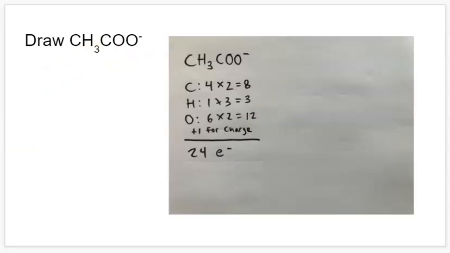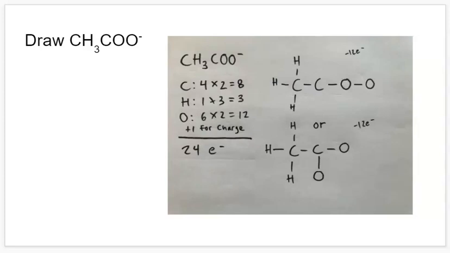So let's do the first step. Let's count up our valence electrons. We got 4 times 2 for the carbon. We got 1 times 3 for the hydrogen, 6 times 2 for the oxygen, and then plus 1 because of the charge. We have a total of 24 electrons to work with here.